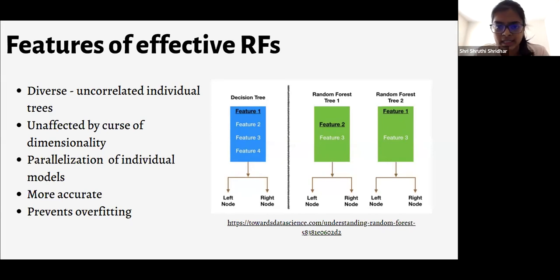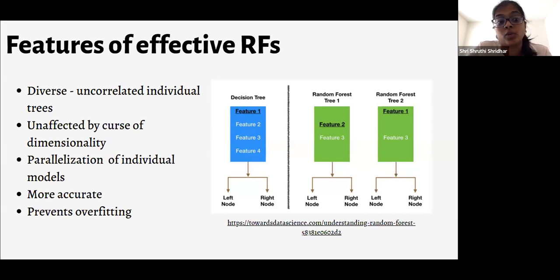As you see on the right side, if we have just a decision tree on its original data, we might be using all features. In this case, let's say we have 4 features, and the decision tree uses all of these features to make the prediction. Whereas in random forest, because we use a sample of data for each of the individual trees, in the first tree we only have features 2 and 3, and in the second tree we only have features 1 and 3. So their predictions and their priorities are diverse and uncorrelated, and this is one of the important features of random forest.